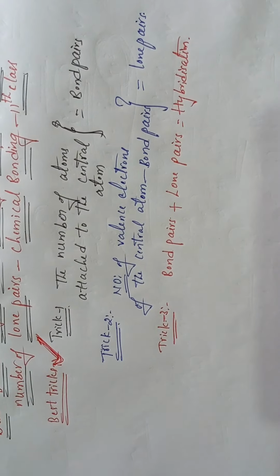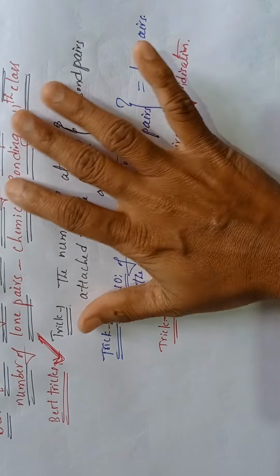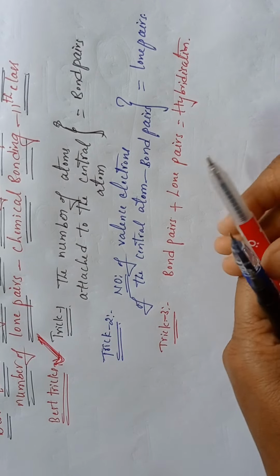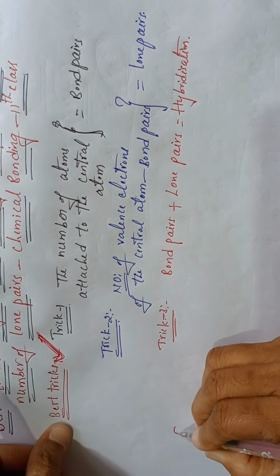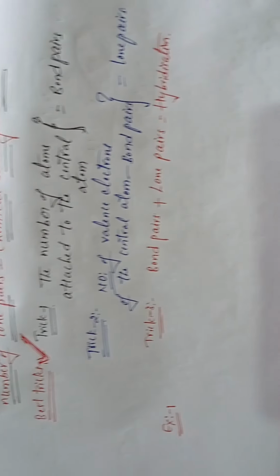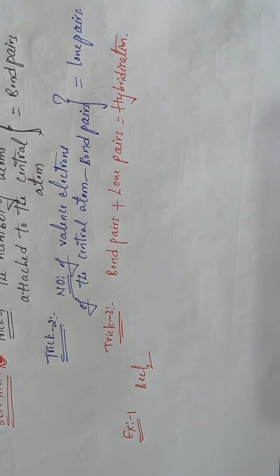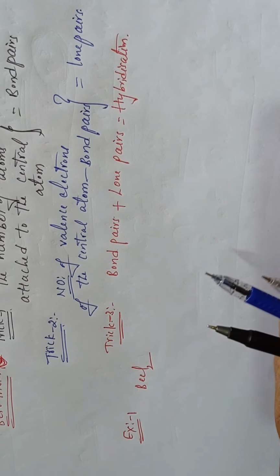Clear? So how to find the bond pairs, how to find the lone pairs, and hybridization, all this I'm going to discuss now with examples, students. So first, example one, students. One example I will take, BeCl2, beryllium chloride. Now I want to find first the bond pairs.